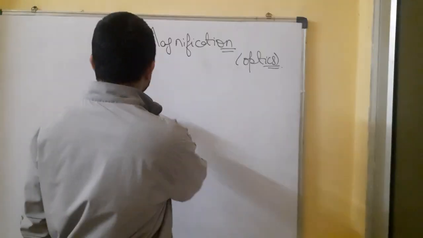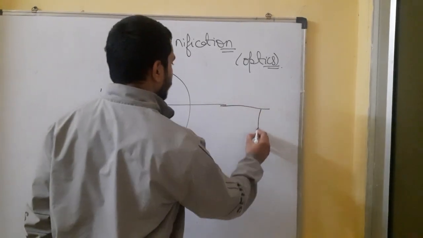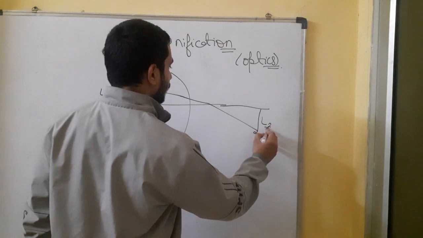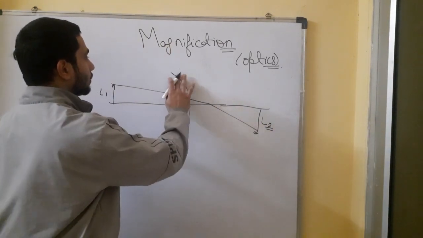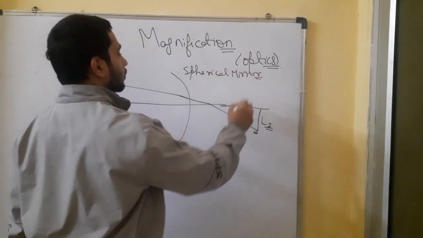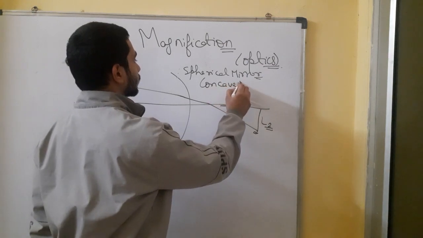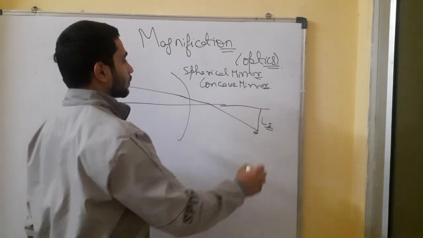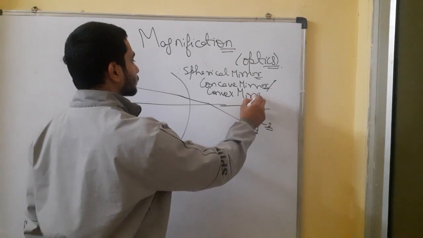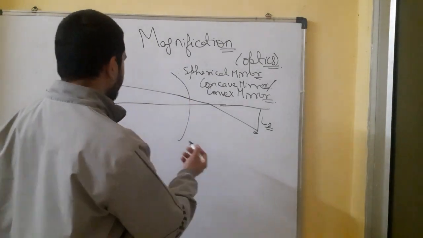Suppose there is an object which has a length of L1, which is placed in front of a mirror, and after being reflected from this spherical mirror, which can be a concave mirror or a convex mirror, there will be a change in the length of the object.